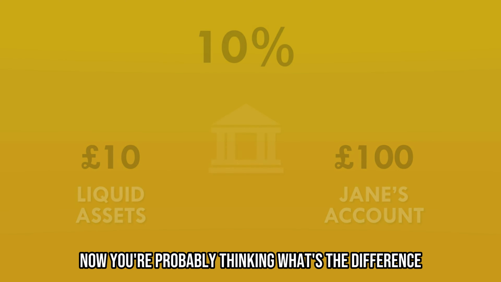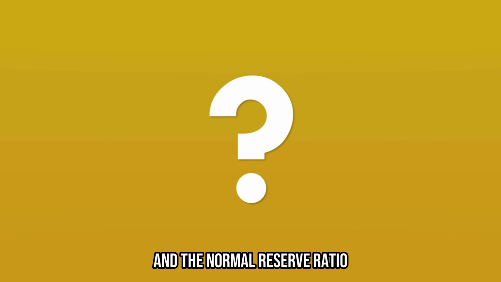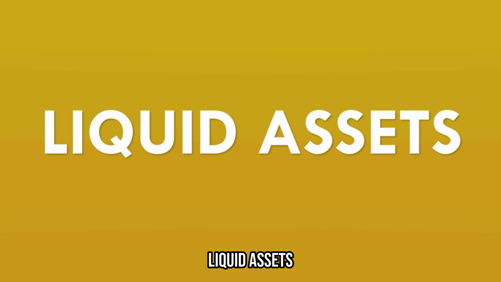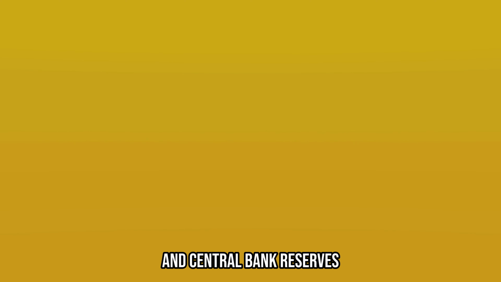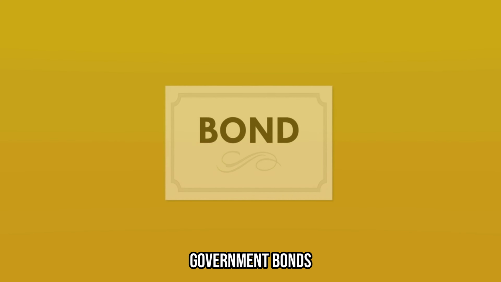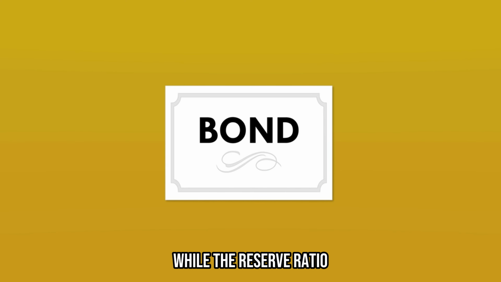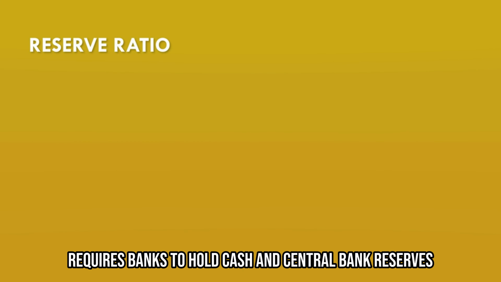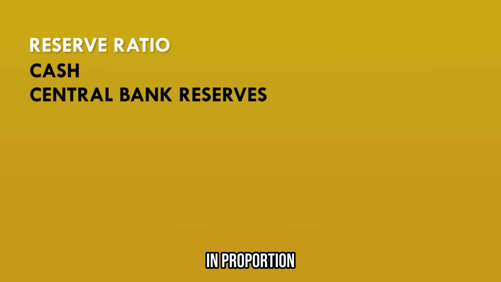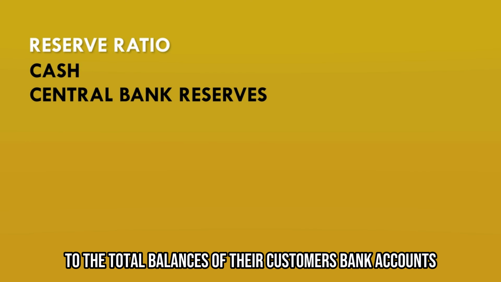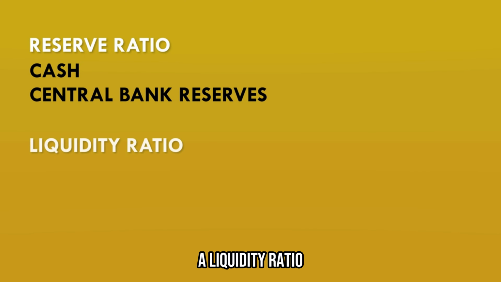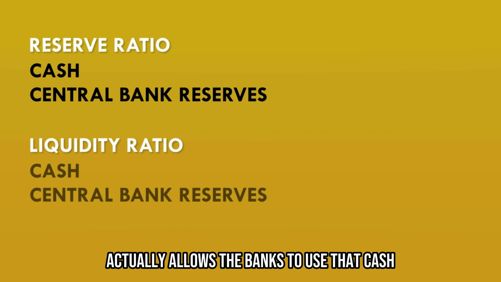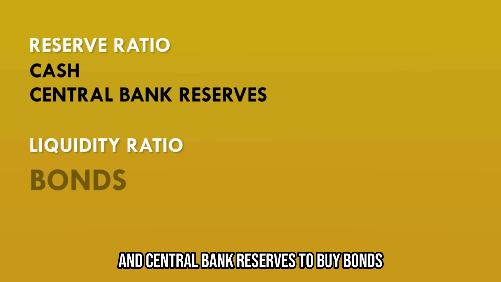Now you're probably thinking, what's the difference between this and the normal reserve ratio? Well, the key point is the term, liquid assets. Liquid assets include cash and central bank reserves, but they also include other things, in particular government bonds. While the reserve ratio used in the textbook model of banking requires banks to hold cash and central bank reserves in proportion to the total balances of their customers' bank accounts, a liquidity ratio actually allows the banks to use that cash and central bank reserves to buy bonds.